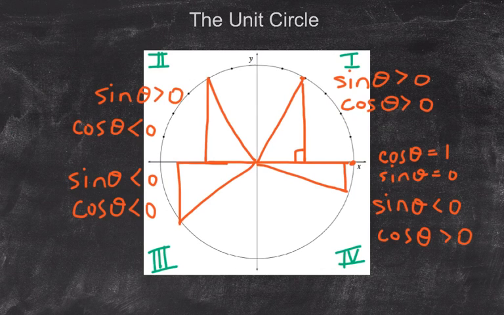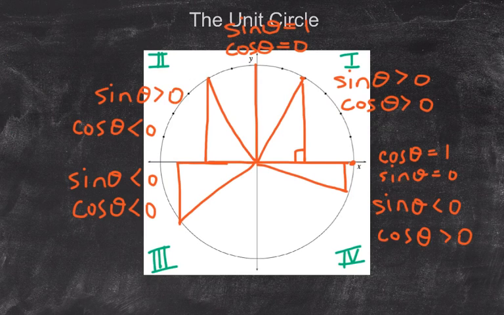So if we look at the other points that are in between the quadrants, we would have a straight vertical line at 0, 1. That would give you a cosine of 0 and a sine of 1.